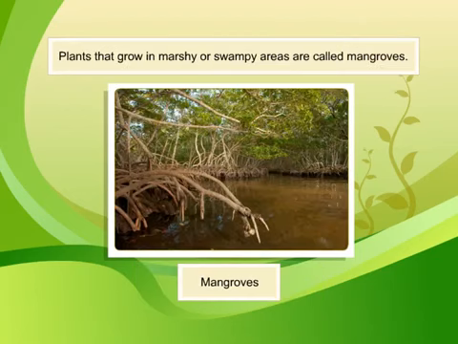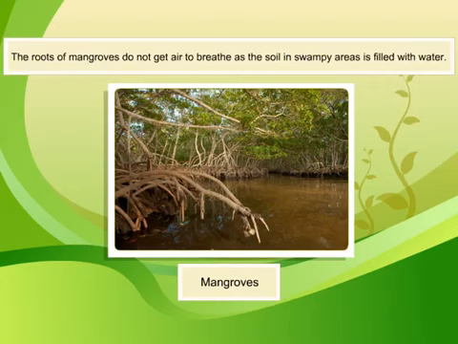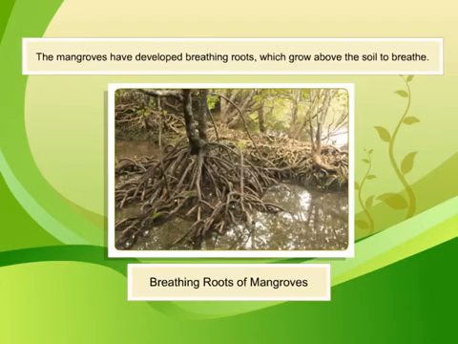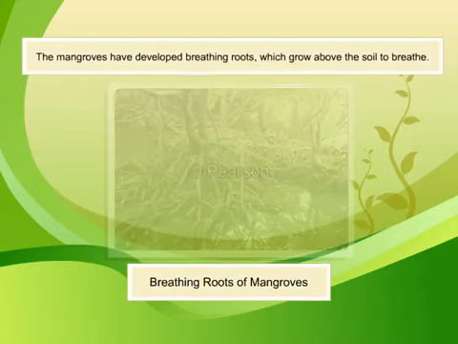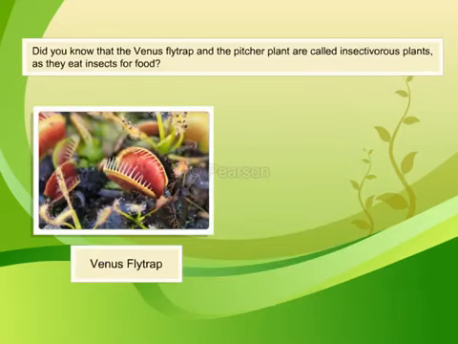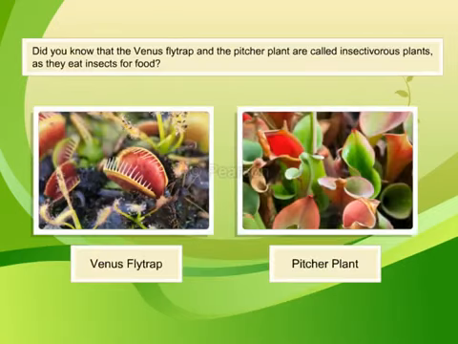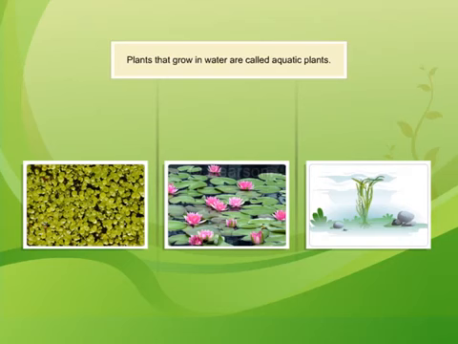Plants that grow in marshy or swampy areas are called mangroves. As the soil in swampy areas is filled with water, the roots of mangroves do not get air to breathe. So they have developed breathing roots which grow above the soil to breathe. Did you know that the Venus flytrap and the pitcher plant are called insectivorous plants as they eat insects for food? Plants that grow in water are called aquatic plants.